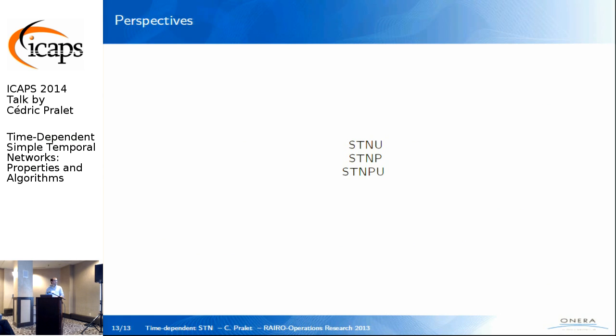And the last slide is about the perspective. There already exist some extensions of STN, such as STN with uncertainty, STN with preferences, STN with preferences and uncertainty. And we could try to time-dependentify all this framework. And that's it.